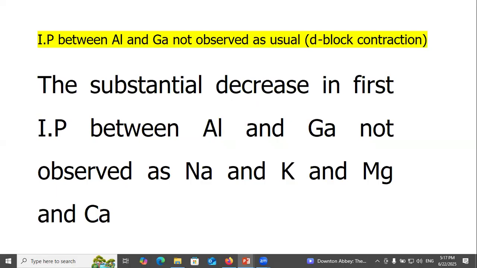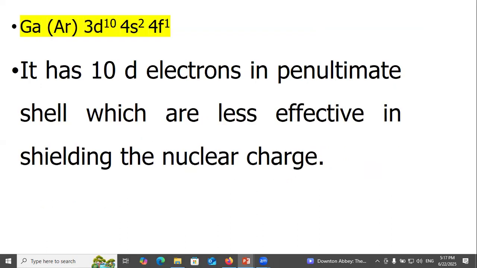Ionizing potential between aluminum and gallium is not observed as usual, due to d-block contraction. The substantial decrease in the first ionizing potential between aluminum and gallium is not observed, as it is between sodium and potassium, and magnesium and calcium. Gallium: argon 3d10 4s2 4p1.